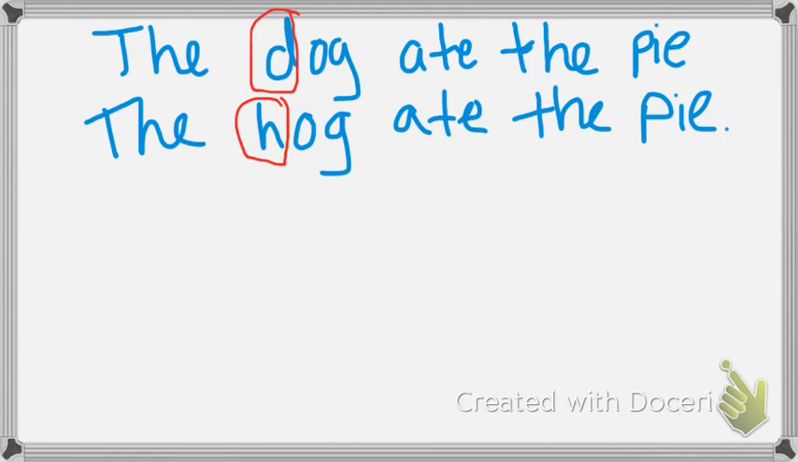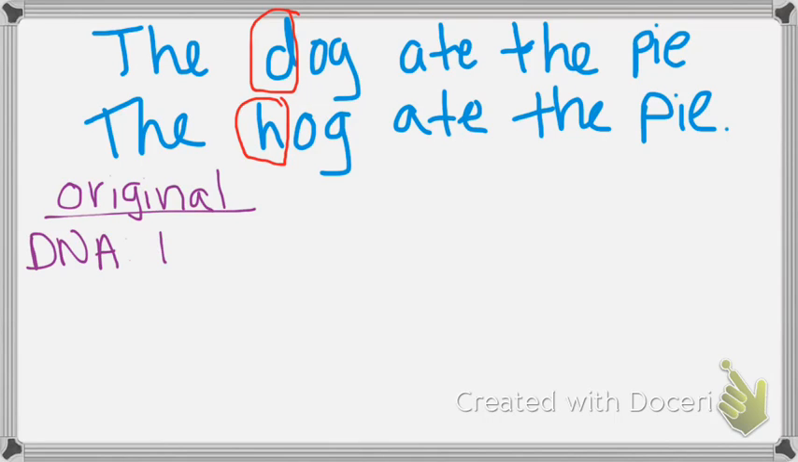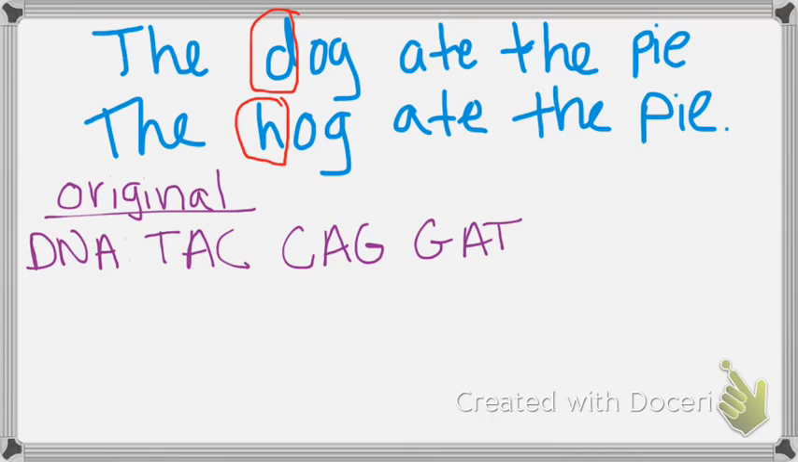The same thing is going to happen in our DNA sequence. So let's write this original DNA sequence down. Our DNA sequence is TAC, CAG, GAT.